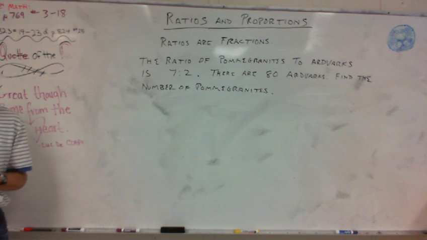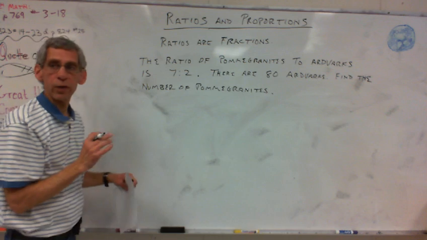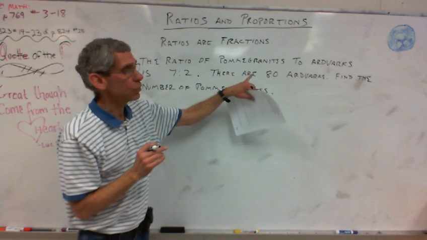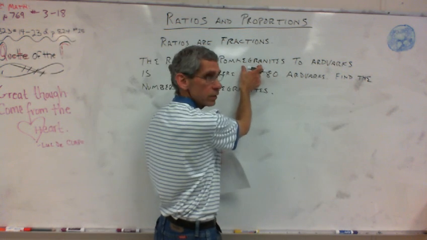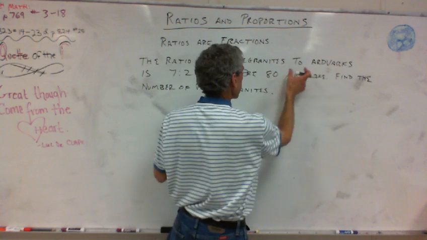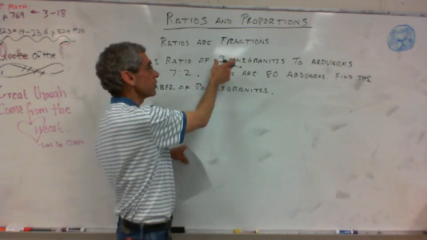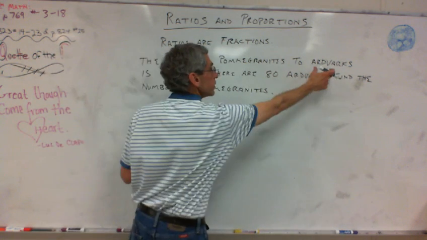Okay, so write that down. Make sure that's in your notes. So pomegranates is 7 and aardvarks is 2. Has everybody written that down? All right. Now, the ratio of pomegranates to aardvarks. If I was going to write this as a fraction, would I do pomegranates over aardvarks, or aardvarks over pomegranates? Pomegranates over aardvarks. The first thing always goes in the numerator, then the second thing goes in the denominator.